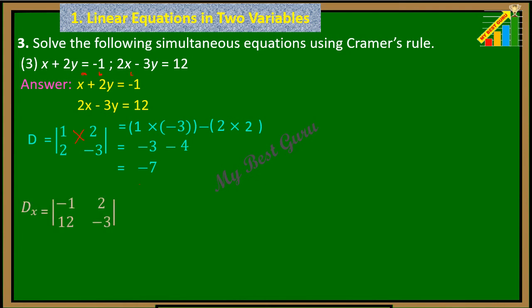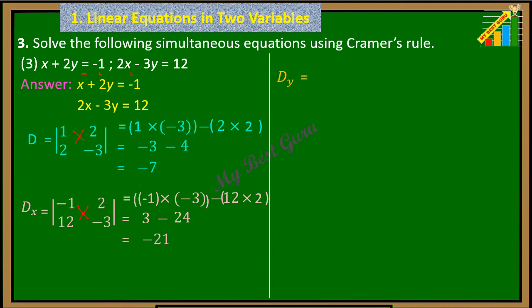Now dx. So for dx we are taking c and b. So c is minus 1 and 12. So minus 1 and 12. And for b it is 2 and minus 3. So it is 2 and minus 3. Again cross multiply this for finding out the value of the determinant. So it is minus 1 multiplied by minus 3 minus 2 multiplied by 12. So minus 1 multiplied with minus 3 is 3 minus 12 multiplied by 2 is 24. So 3 minus 24 is minus 21. So you got the value of dx is minus 21.